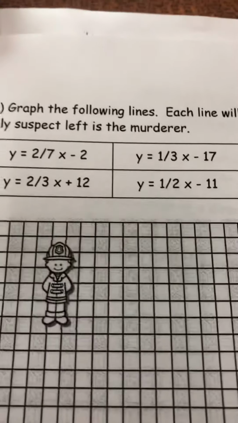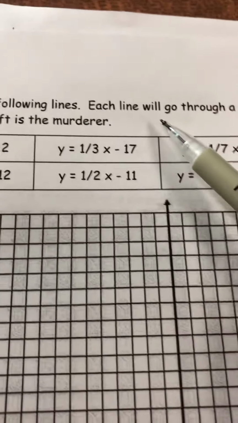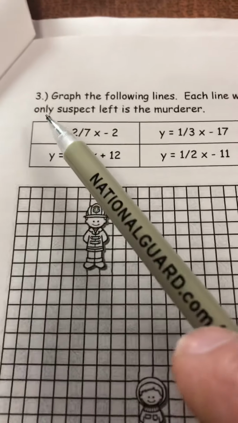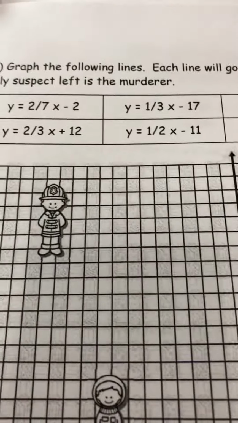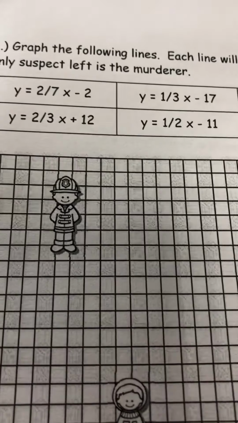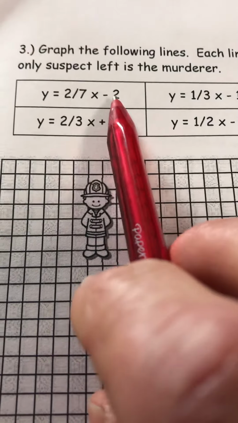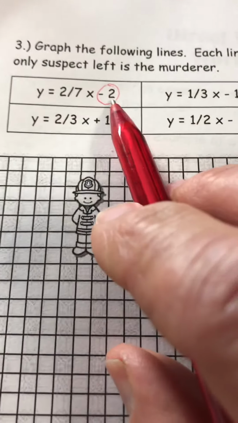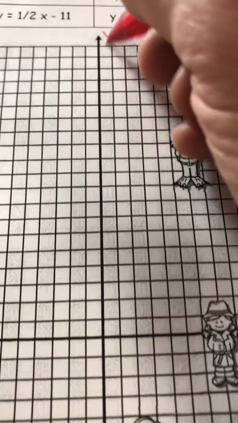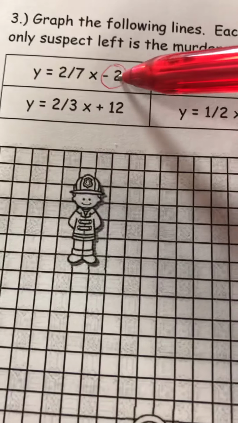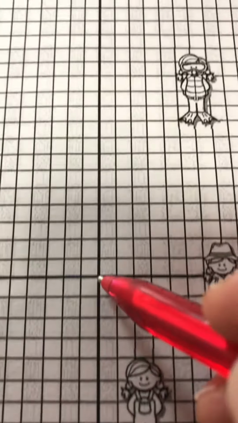And then this one, graph the following lines. Each line will go through a suspect except one, and the only suspect left is the murderer. Let me do one of these for you, okay? And I'll do it in red so you can see it a little bit better. I'm going to do this one. So remember how you do this. This is the y-intercept, this back number back here. And this is -2. So I'm going to start on my y-axis. This is my x-axis over here. My y-axis, this is the y-intercept, -2. So I'm going to go down to -2.